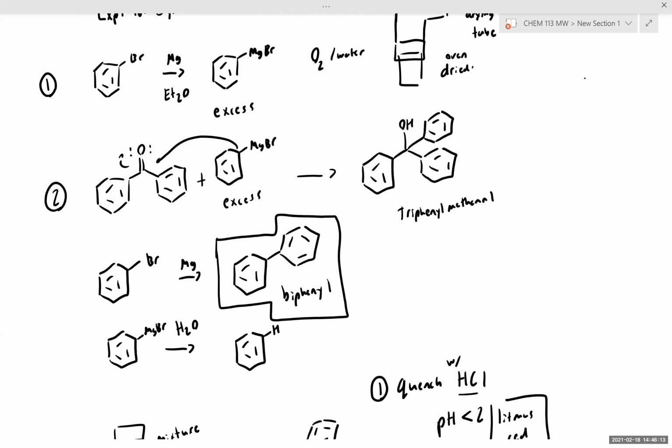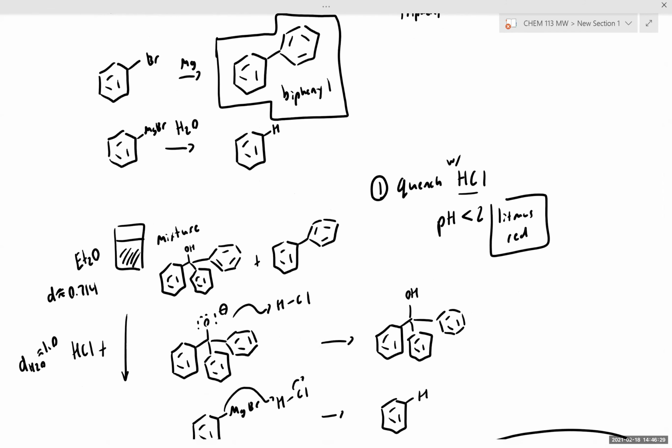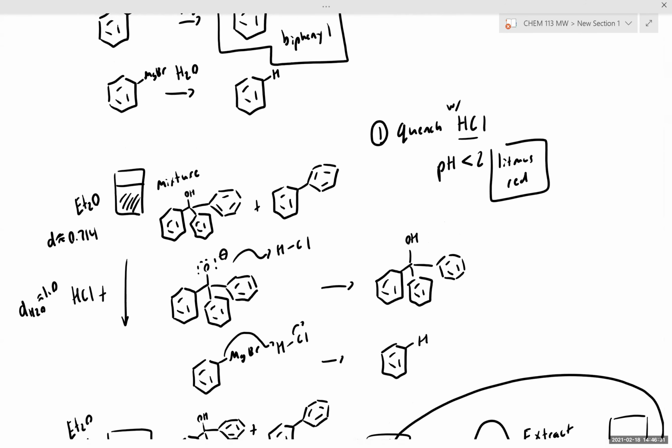This biphenyl is an appreciable byproduct that can be observed in our product mixture. And our goal in this lab is to synthesize triphenylmethanol and then separate triphenylmethanol from biphenyl via trituration. So that's our first overall goal for this lab. Initially, when we run our reaction to completion, we'd have a mixture of our triphenylmethanol and our biphenyl. From there, our reaction mixture is initially in diethyl ether.